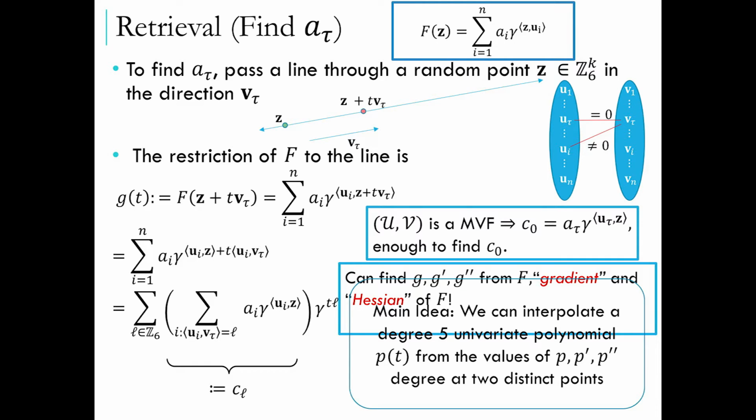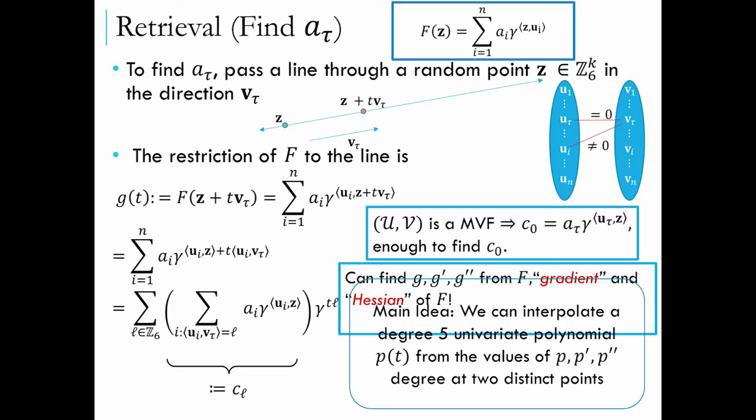Okay, so it's enough to find this coefficient C0 to find a tau. We have 6 unknown coefficients and are interested in one of them. So a natural idea is to form 6 equations in these 6 coefficients and solve them to get C0. The value of f at a point on the line will give you one equation. The main idea is the same as interpolation using derivatives: you can interpolate a degree 5 univariate polynomial if you know the values of the polynomial, its derivative and its second derivative at 2 distinct points, because that gives you 6 equations in its 6 coefficients. So you can solve them to interpolate the polynomial.